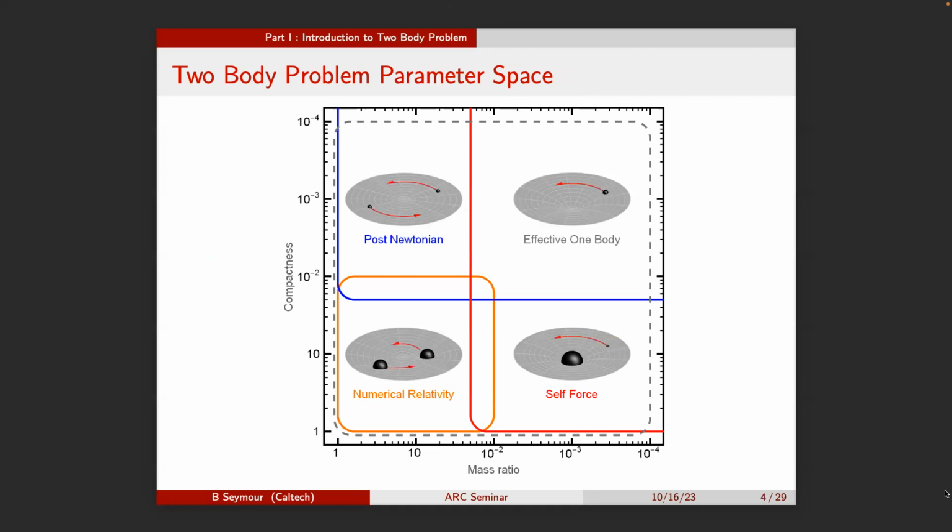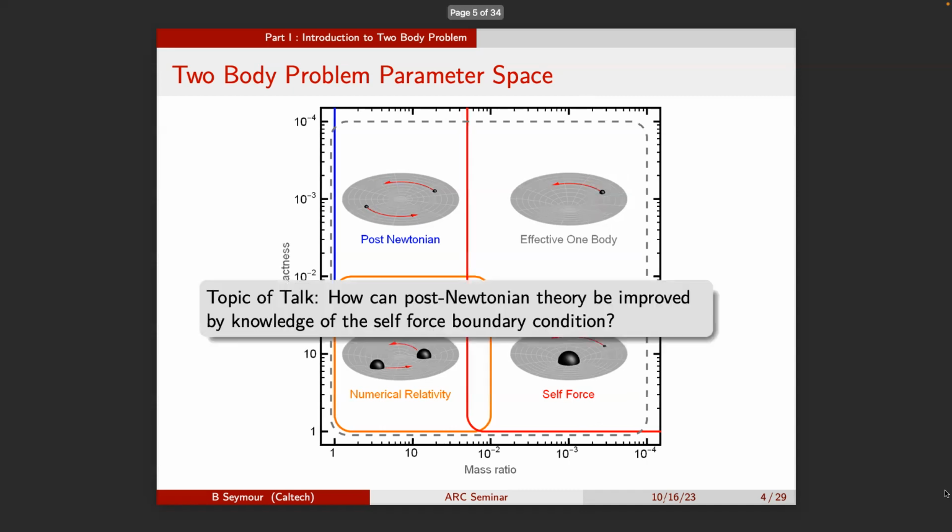Here is a plot that you have probably all seen, where depending on how compact the system is or what the mass ratio is, this axis is basically the typical velocity of the system, and on this axis, it's whether you can expand about the mass ratio. With post-Newtonian, you're saying that the velocity is really small and that it's moving slowly. For self-force, you're saying that the background geometry is a Schwarzschild black hole. And with numerical relativity, you make no assumptions, but you just do a lot of computation. The question I want to ask is: can post-Newtonian theory be improved by the boundary condition of the self-force boundary condition?